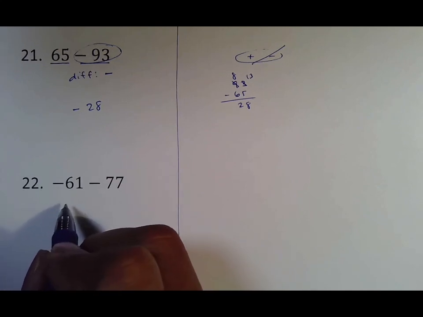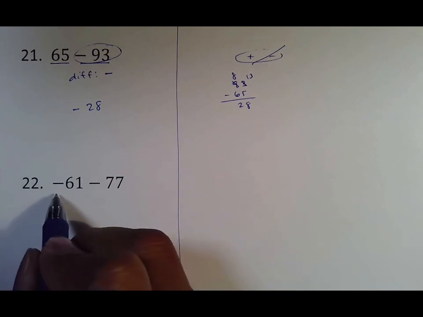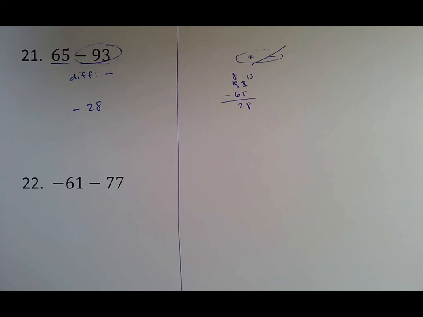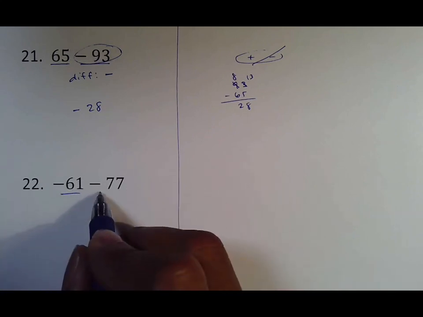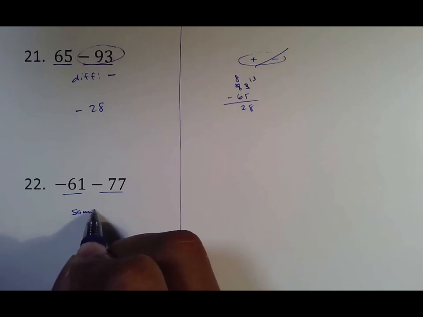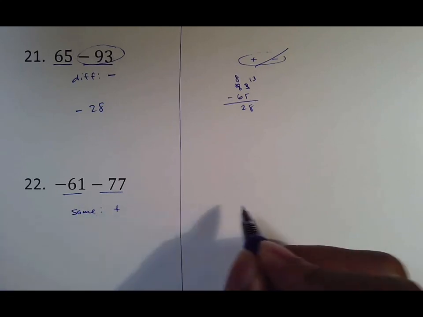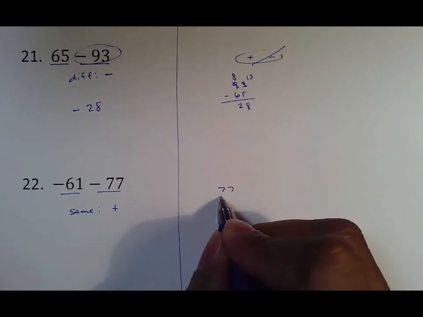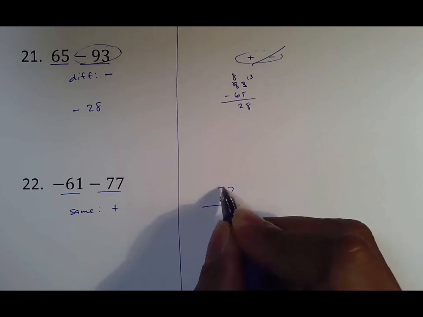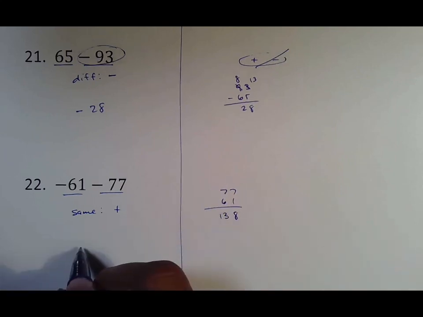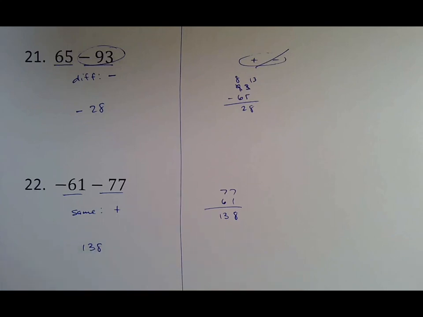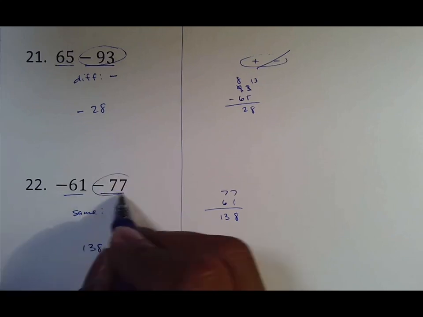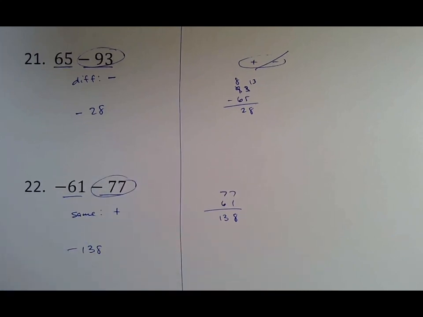Let's see. Take a second, copy that down, go as far as to figure out whether you add or subtract, and then let's see if you're right. Negative 61, negative 77. Again, write the word same. Same means we're going to add. 7 plus 1 is 8. 7 plus 6 is 13. And then in the end, it's a negative 138.